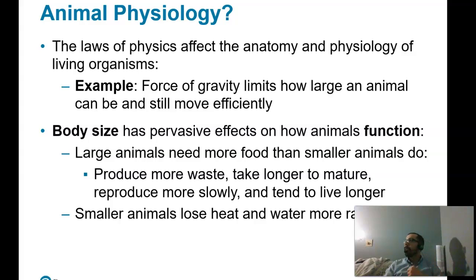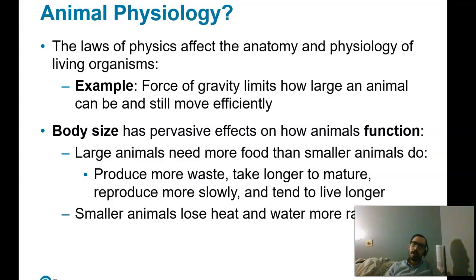If you think about something large like an elephant, you don't really see elephants run, right? When they want to move quickly, they just walk faster, but they can't really gallop. That's because they're limited by their anatomy. They weigh a lot, so they're not able to put that much pressure on their limbs. And so body size also has effects on how animals function.